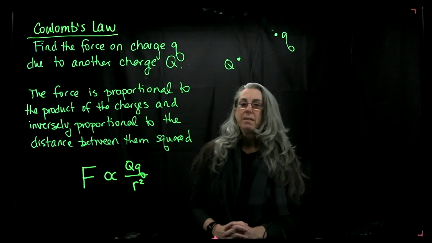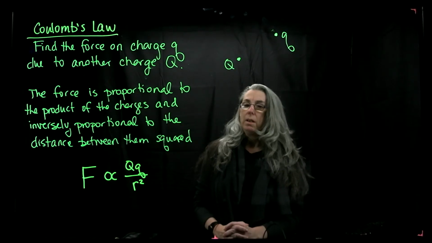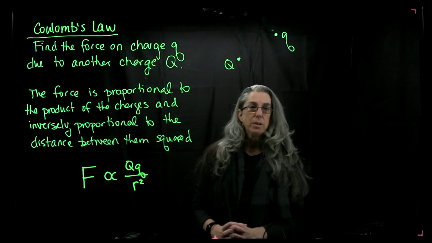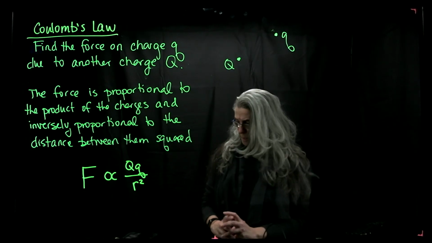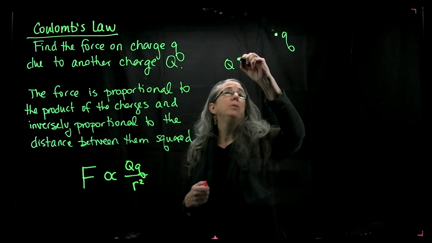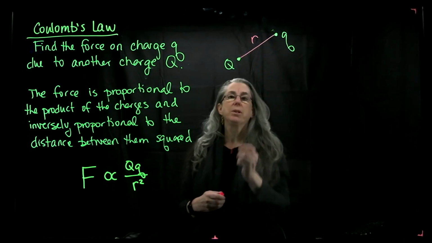Coulomb's law is the way to find the force on one charge due to another charge. The force is proportional to the product of the charges, and it's inversely proportional to the distance between them squared. So here's two charges. I use big Q for the source charge and little q for the charge we're going to find the force on.